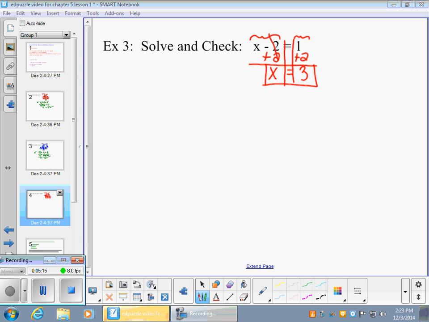Now we're going to do our check. Label the check. Rewrite the original equation. And substitute your answer. We got x equals 3. So wherever x is, we're going to change it to a 3. Bring everything else down. Look on the left side of the equation. 3 minus 2 is 1. Bring down your equal sign and bring down the 1. 1 does equal 1.